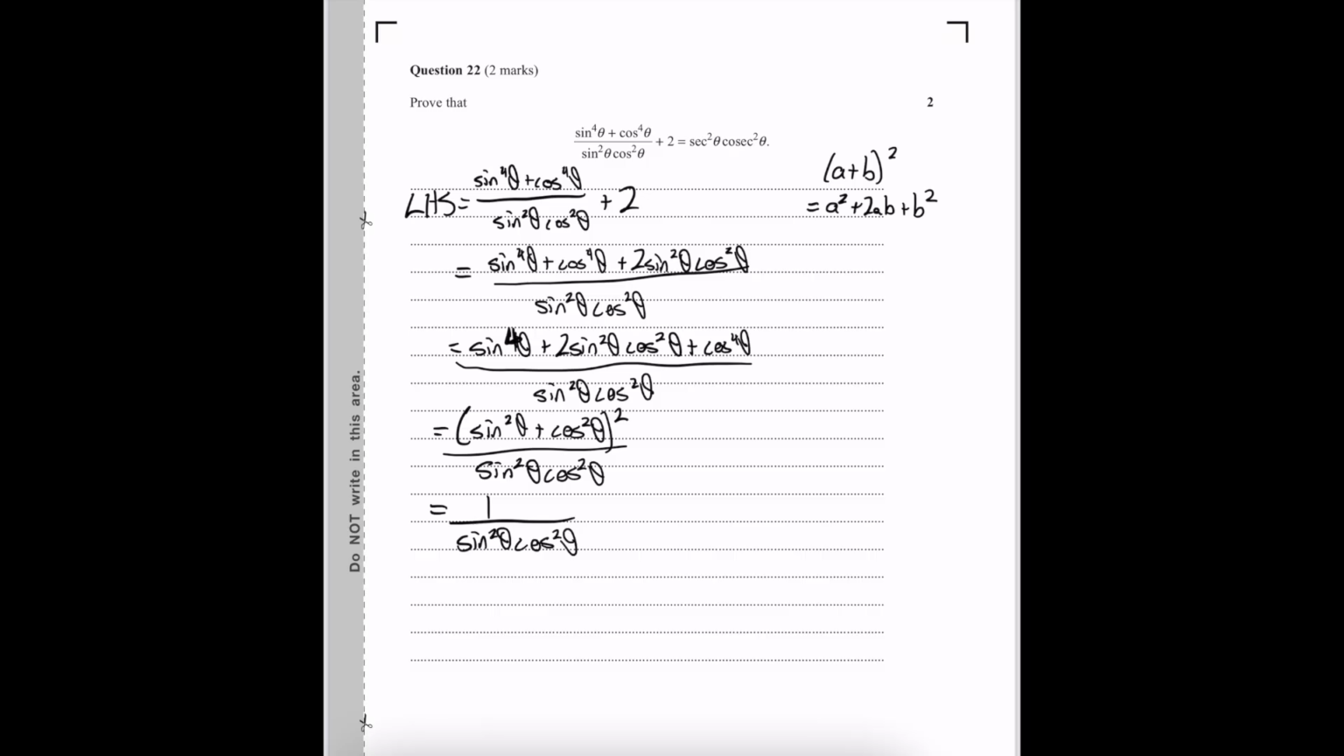And now we should realize that this is just going to transform into this. So the 1 over cos squared turns into sec squared, and then 1 over sine squared turns into cosec squared, which is equal to the right-hand side. And therefore it's done.